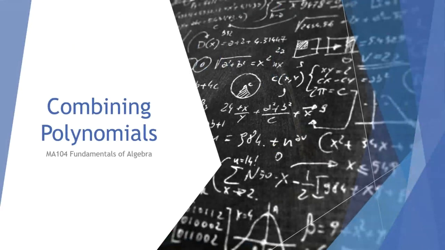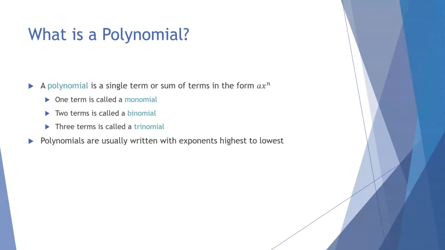Today I am doing this session on combining polynomials. So we're going to be talking about how you basically simplify things with polynomials, especially if you have multiple variables. So a polynomial is a single term or a sum of terms in the form a times x to the n. So there is a specific format for something to be a polynomial.